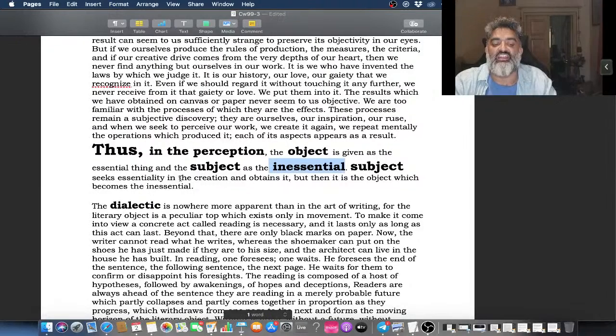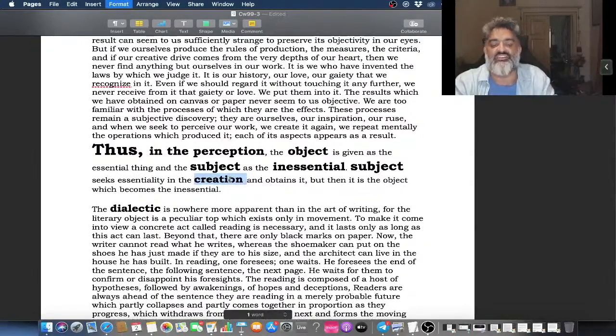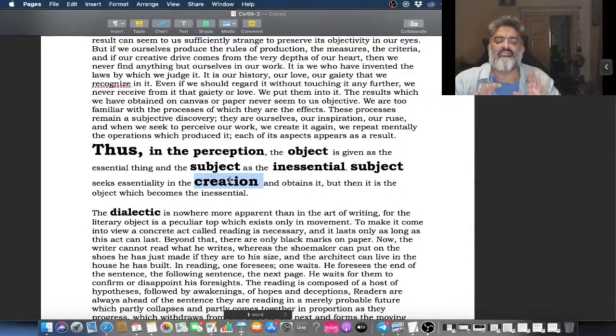Subject seeks essentiality in the creation, in the perception, and in the creation. So maybe it is perception versus creation. And let me keep it simple. Perception means to perceive, create means to create. And obtains it. Who obtains it? The subject obtains what? Obtains the essentiality. But then it is the object which becomes the inessential. So now hopefully the idea should be very clear, and it's so binary. So there is a in the perception and there is a in the creation.